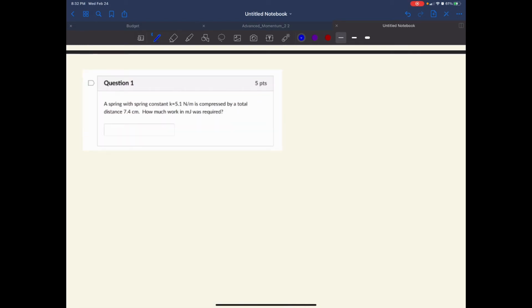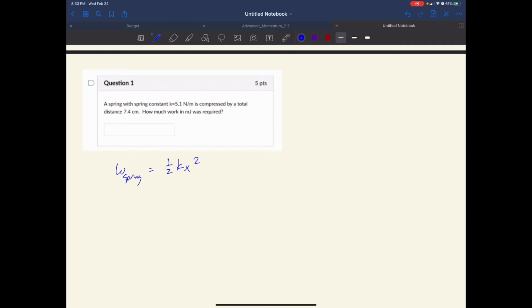So here we have a spring with a spring constant of 5.1 newtons per meter, and it's compressed by a total distance of 7.4 centimeters. How much work in millijoules was required? So in this case, there's my page. We need the formula for the work done by a spring. The work done by a spring is equal to 1/2 kx squared.